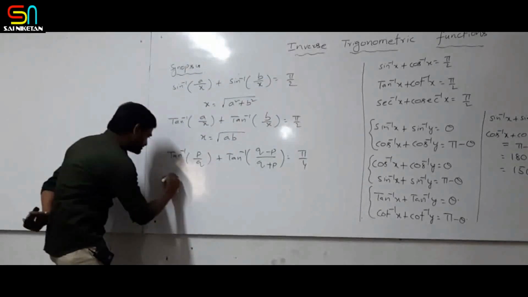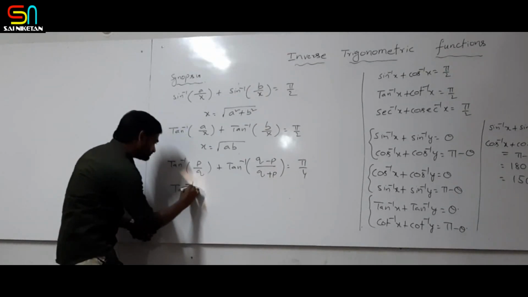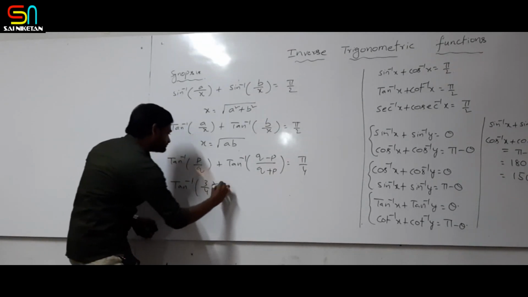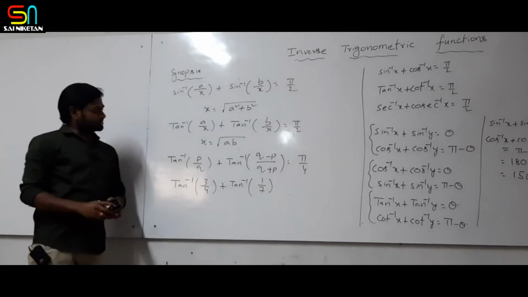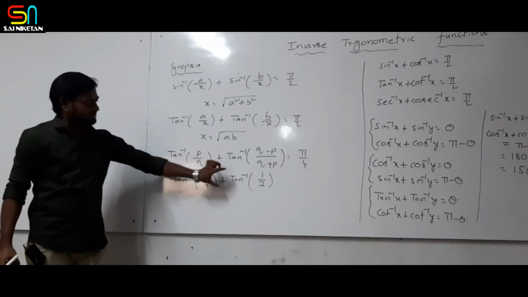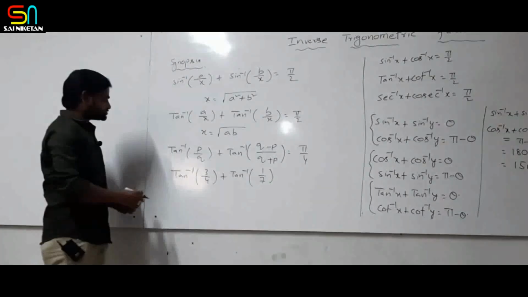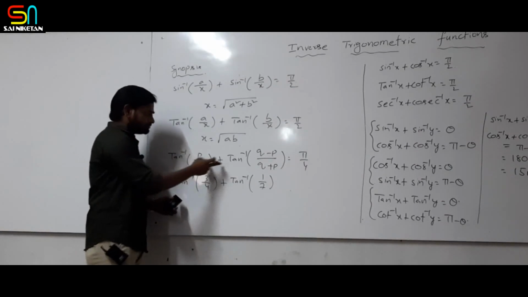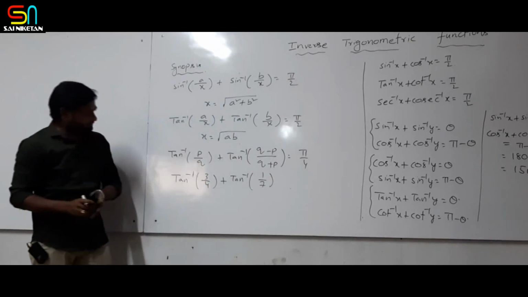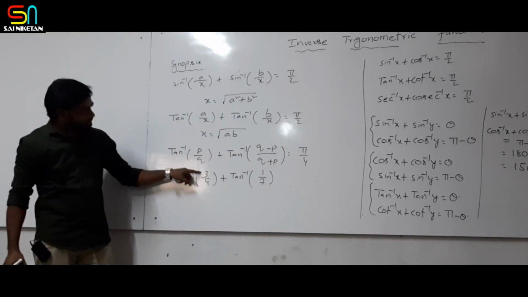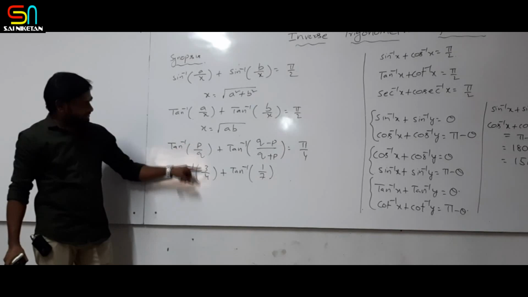See here, suppose I am taking this: find the value of tan inverse of 3 by 4 plus tan inverse of 1 by 7. Actually, we can apply the tan inverse x plus tan inverse y formula, but instead of that, we can apply this shortcut formula. What is the formula here? Tan inverse of p by q plus tan inverse of (q minus p) by (q plus p). On comparing, the p value is 3 and the q value is 4.